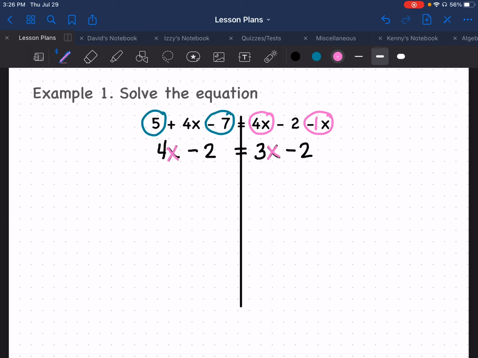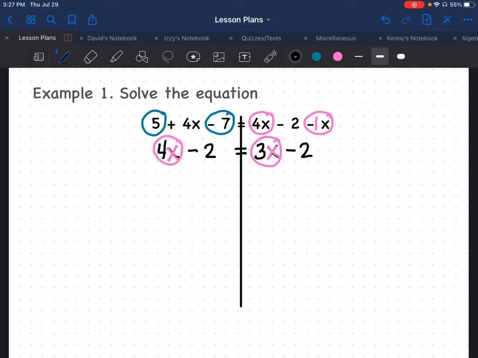Here are my variables. I need to take these 2 variables and get them to one side. It does not matter which side you move it to. Some of your algebra teachers might have told you always move it to the left. Some might have said always move it to the right. What I like to do is look at these 2 pink X's and see which number in front is smaller.